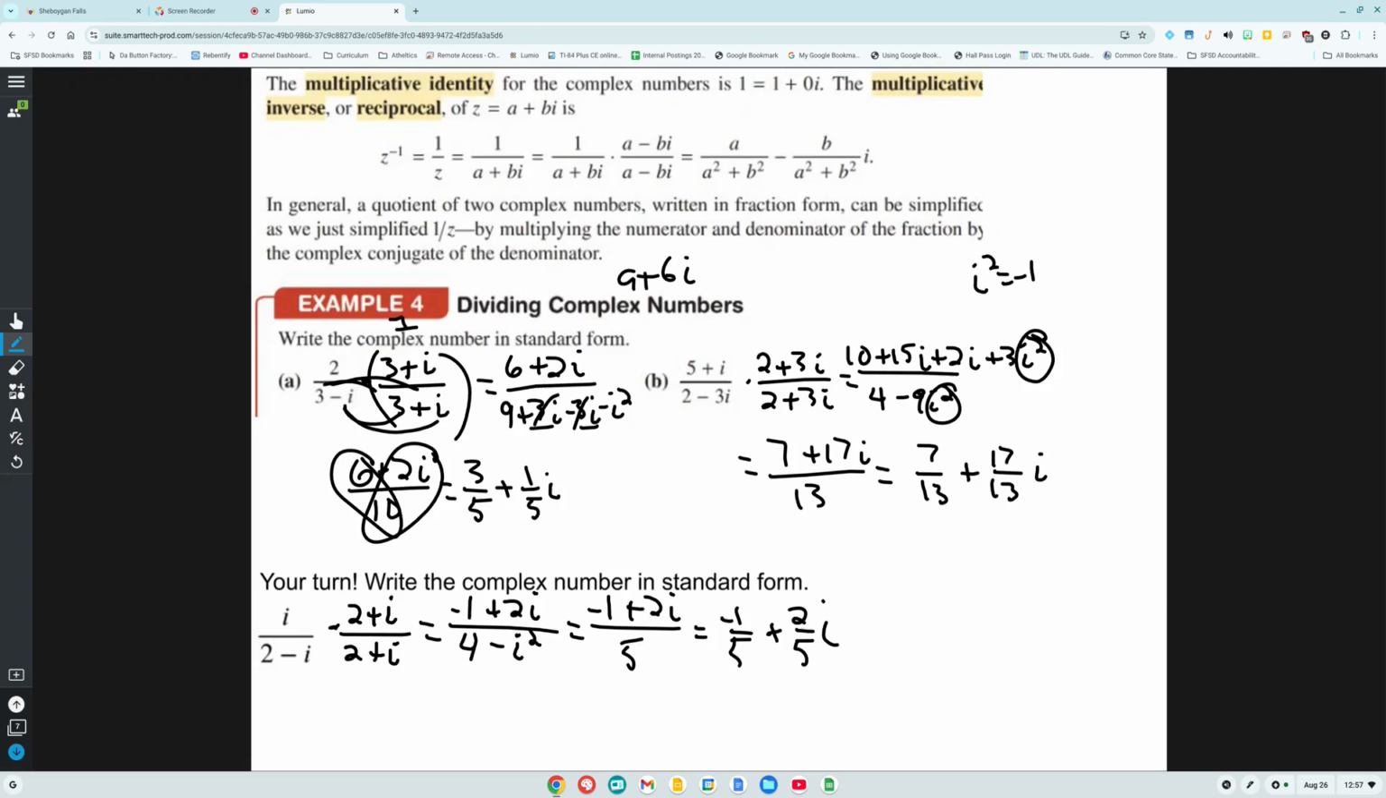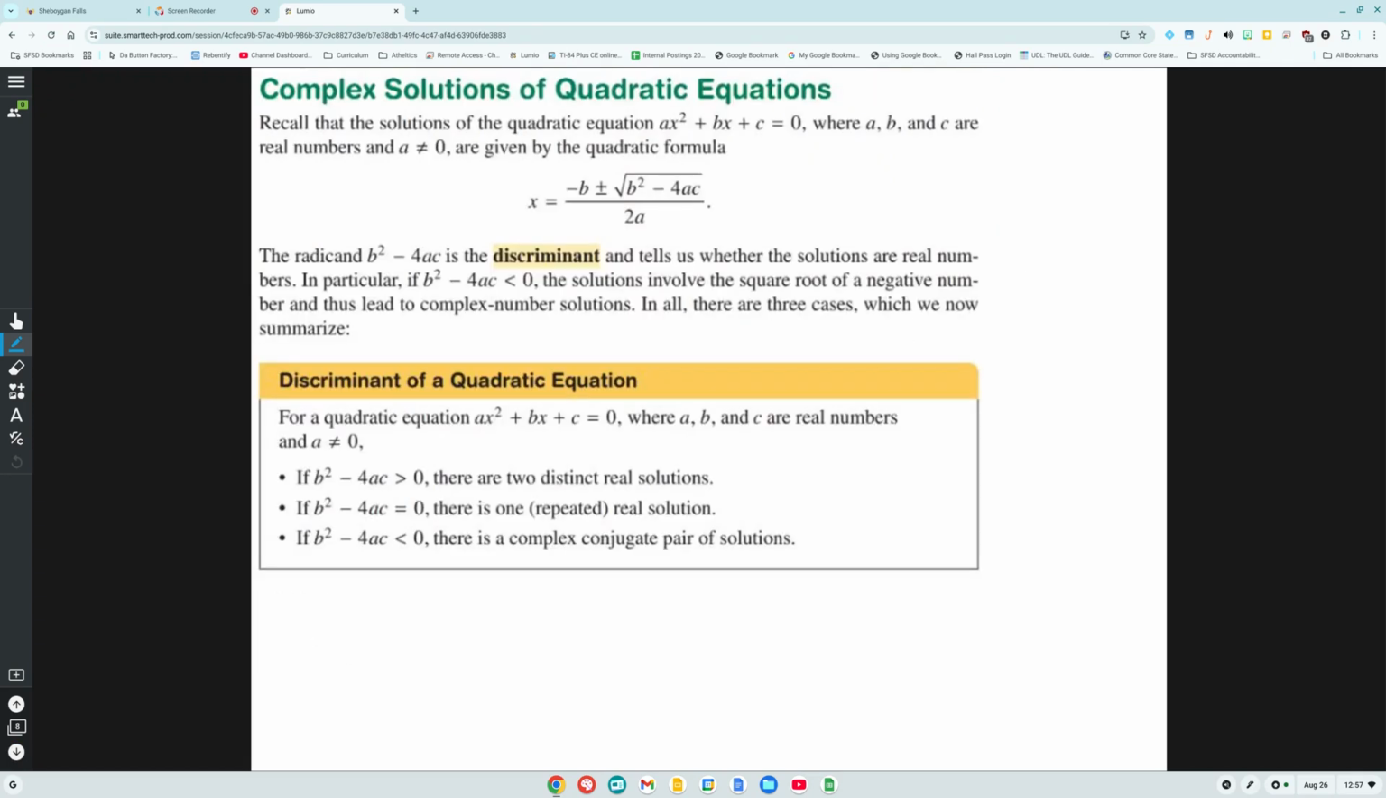And that's a good place for us to break as well. We looked at complex conjugates and how we can divide complex numbers. Last thing we'll be looking at is solving quadratic equations with complex solutions.